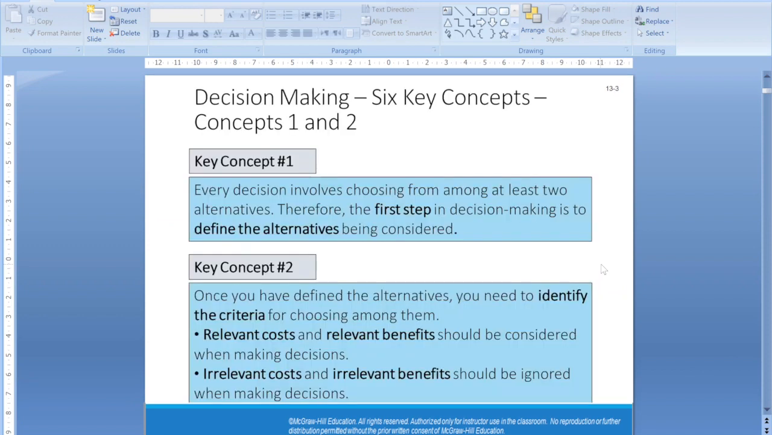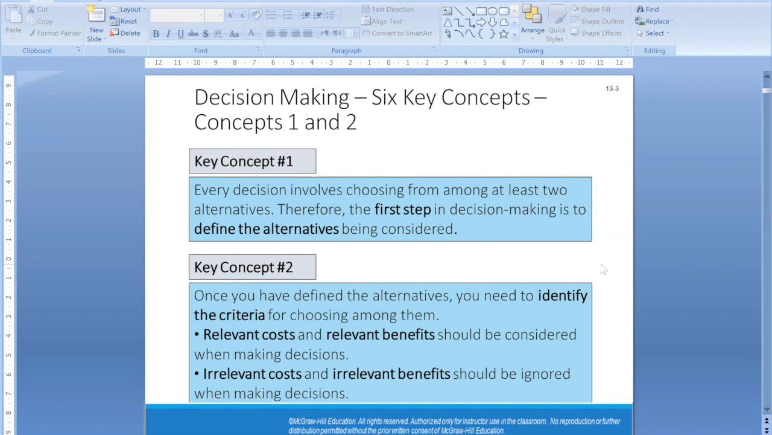So the first key for decision making, every decision involves choosing from among at least 2 alternatives, which means if you have one alternative only, you don't have a decision because you don't have to choose between 2 alternatives. So at least you have 2 alternatives to make a decision. So you will evaluate the information for the at least 2 alternatives to make a decision. So the first step in decision making is to define the alternatives being considered.